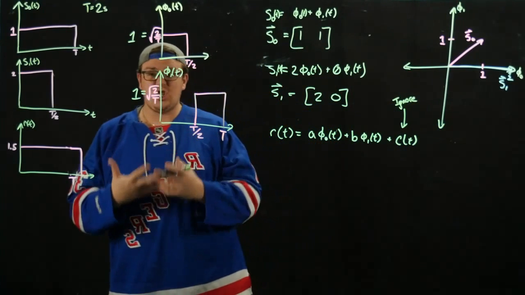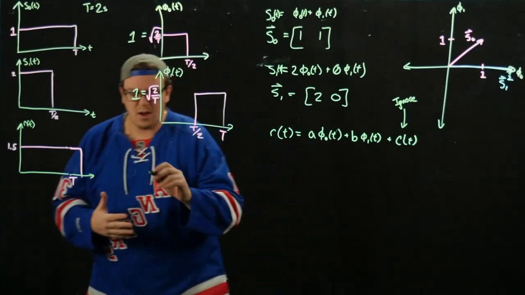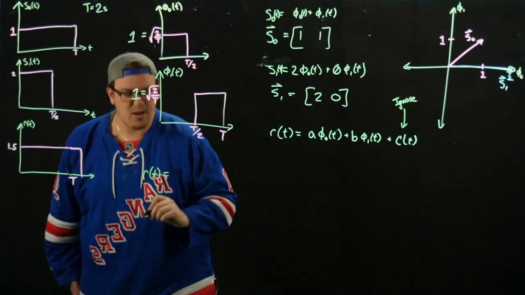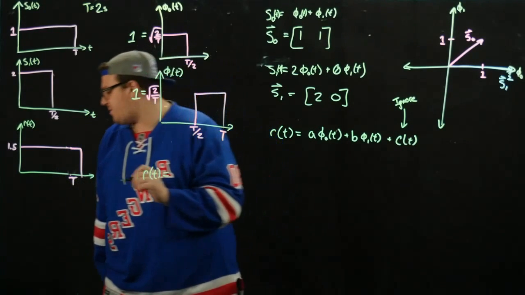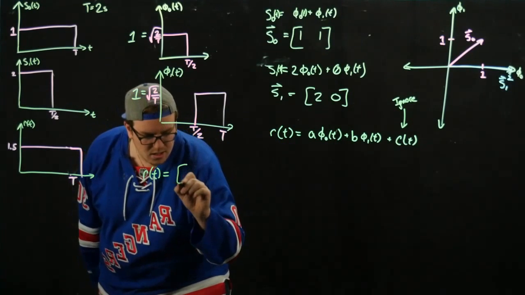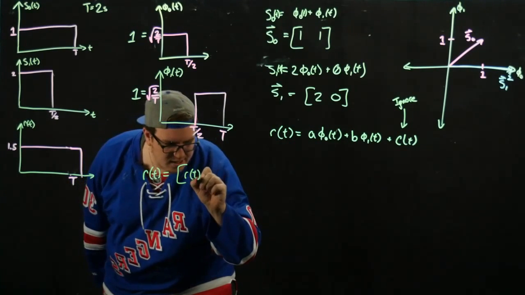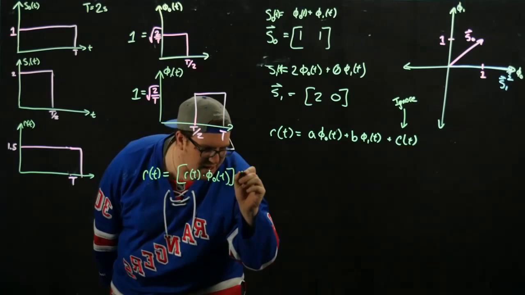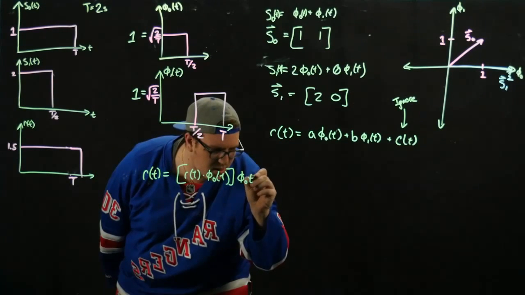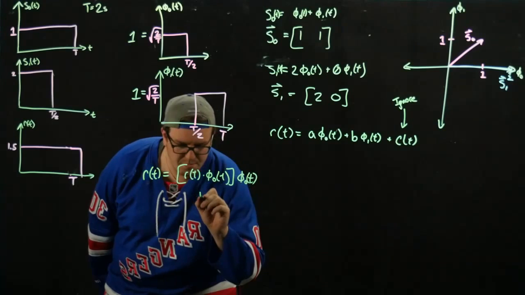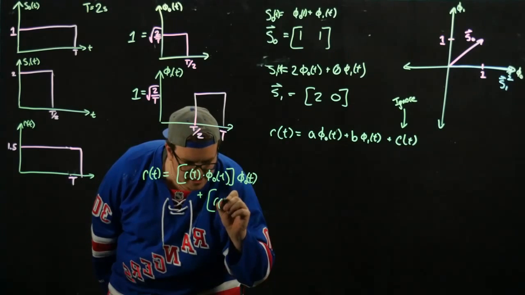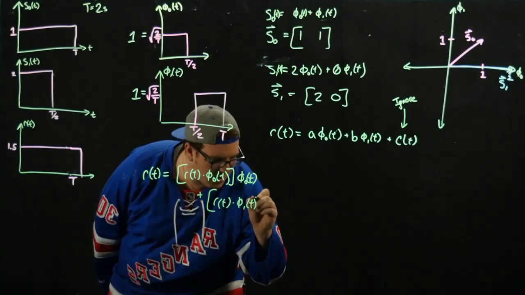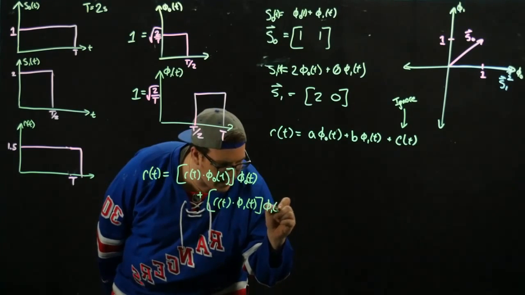So we project r of t onto our orthogonal basis set, which means that we want to write r of t as r of t dot phi 0 of t times phi 0 of t plus r of t dot phi 1 of t times phi 1 of t.